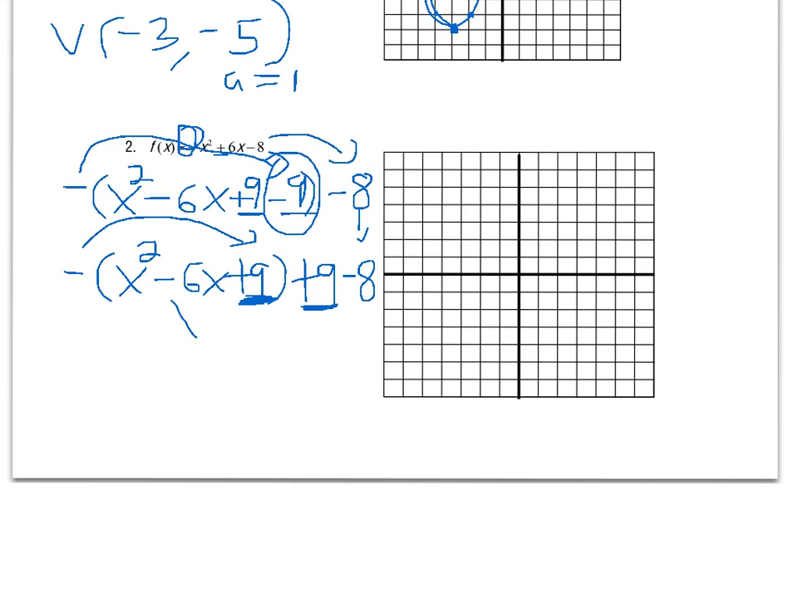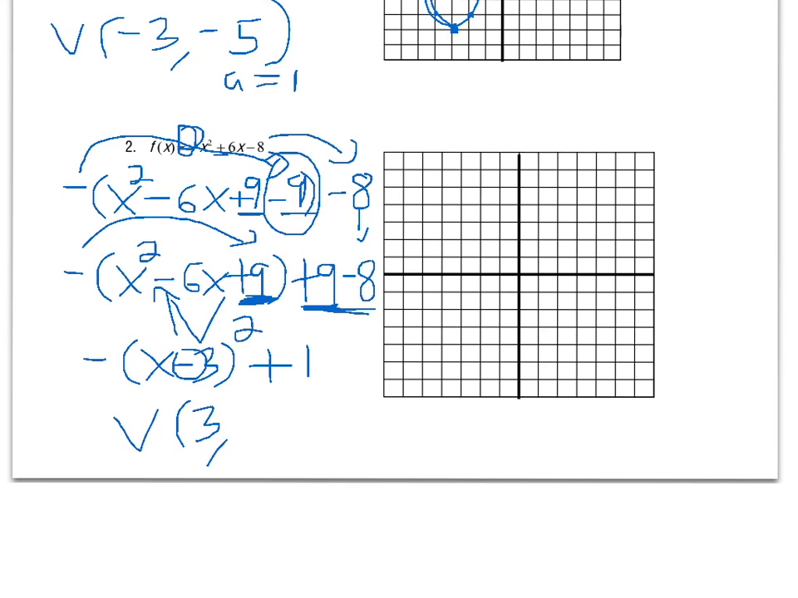Alright, then I have the perfect square binomial that factors to x minus 3 quantity squared. This sign right here is always going to be the sign of that first symbol. And then 9 minus 8 here gives me plus 1. So my vertex from this is 3, 1. And my a value is negative 1. So I'm going to put the vertex at 3, 1. So I go to the right 3. I go up 1. There's my vertex.